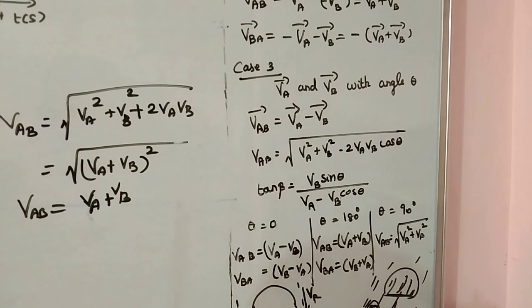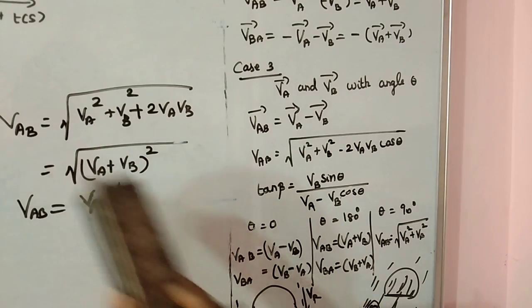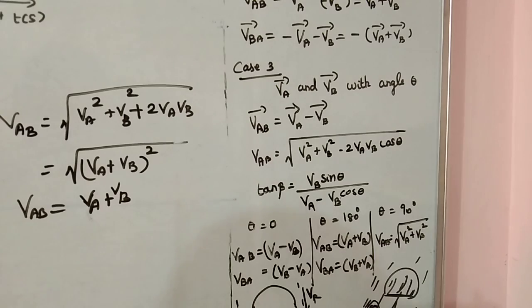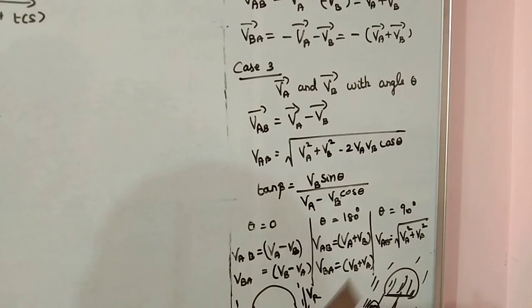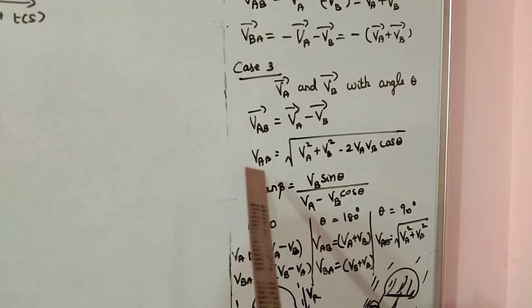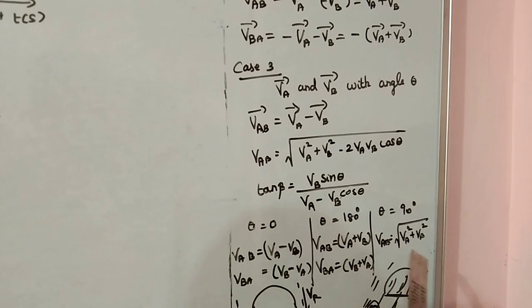If theta is 90 degrees, cos 90 degrees is 0. So the last term will be cancelled. So VAB equals root of VA squared plus VB squared. Because the last term is 0, it is neglected. So with the remaining two terms, VAB equals root of VA squared plus VB squared.